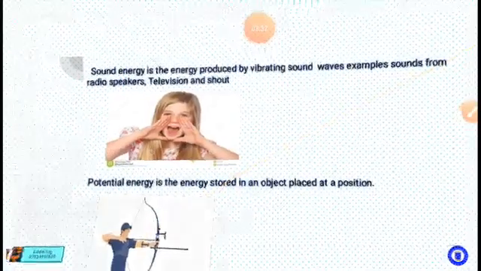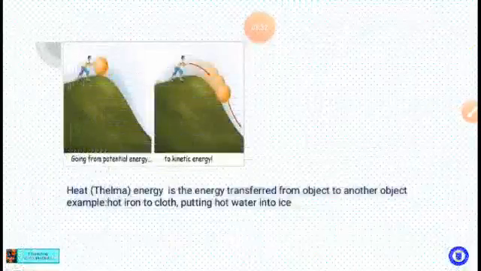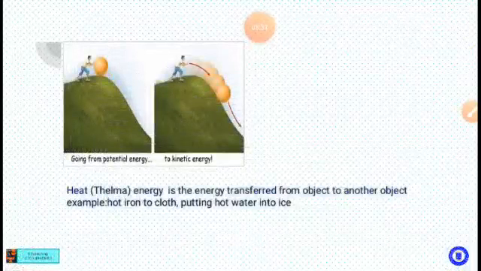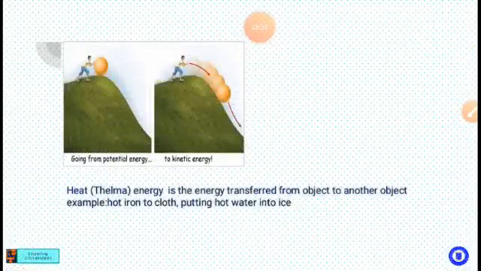Another example is a ball being placed on a high level at the top of something. It could be on a mountain or on a table. Now, the energy that enables this ball to stay at the top of this mountain or at the top of the table is called potential energy. But when the ball or the arrow is being released and on the move is what we call kinetic energy.